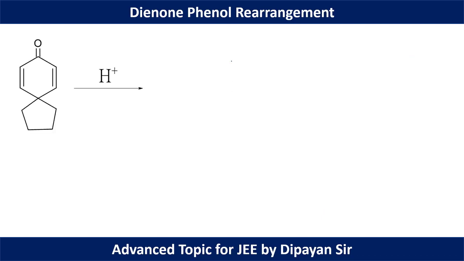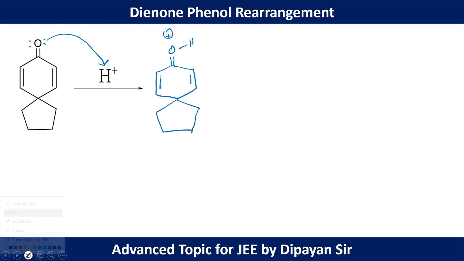In this question we have H plus, so the lone pair over oxygen will approach this H plus. This type of intermediate is again going to be formed. Now any of the pi bonds will be dissociated to stabilize the oxygen, and this kind of product is formed.